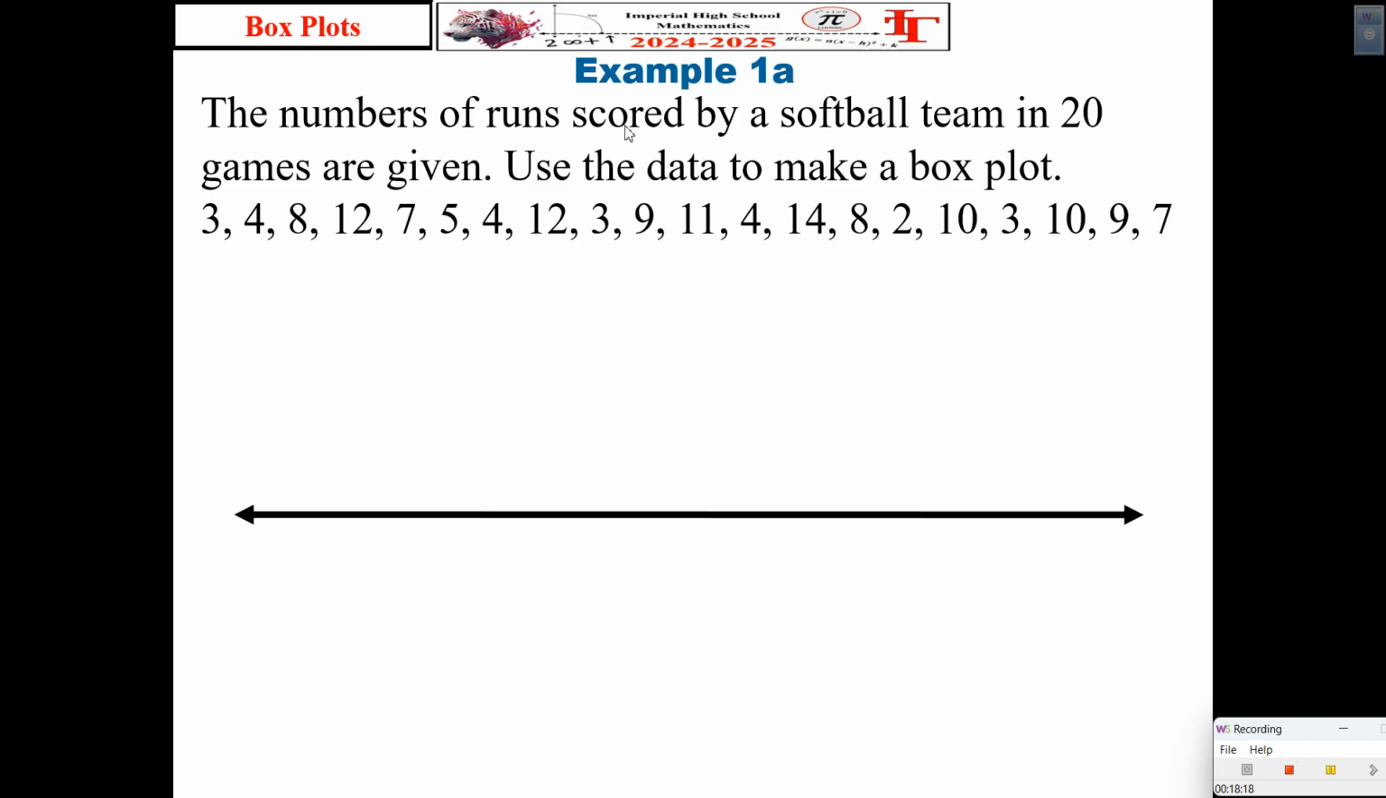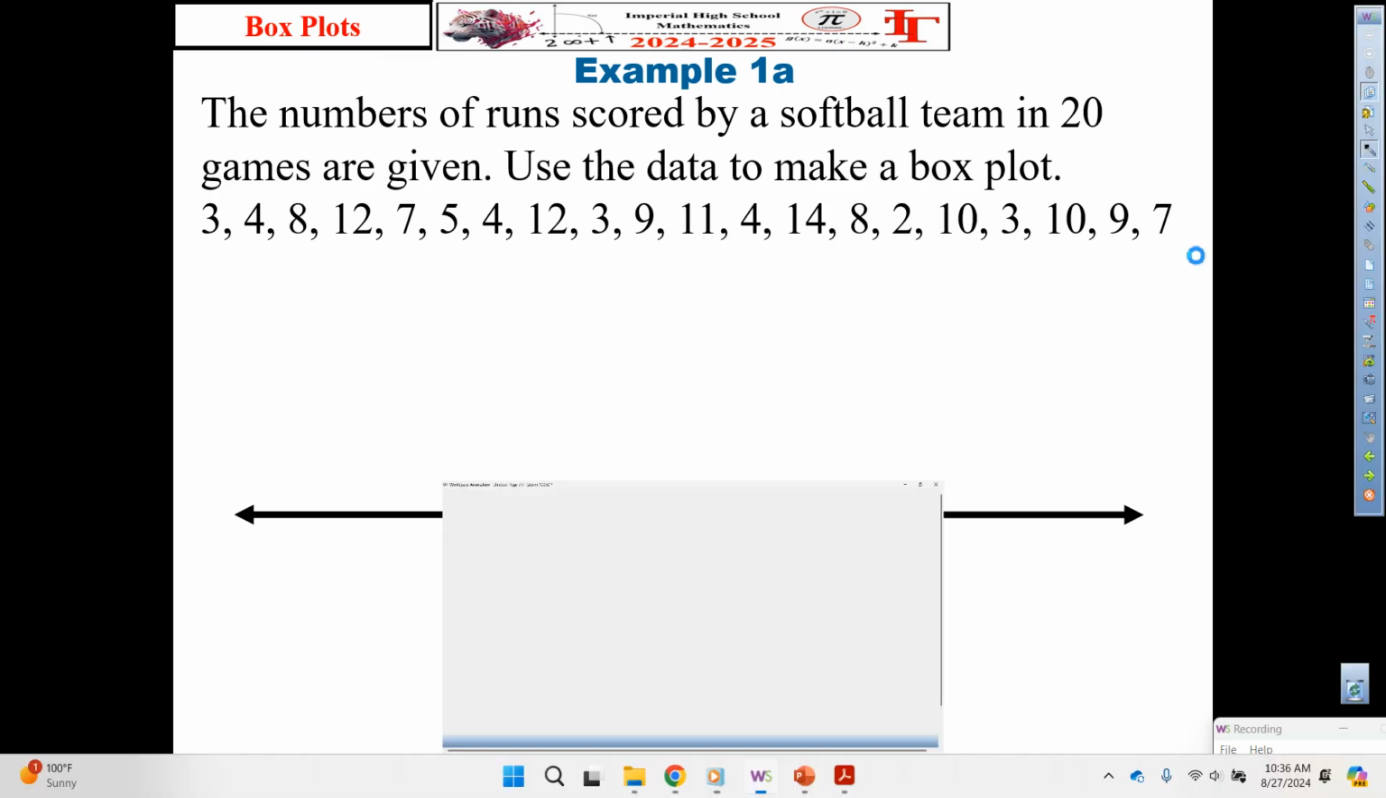Example 1A: the number of runs scored by a softball team in 20 games are given. So here are 20 different numbers. Each number represents what? Runs scored per game. Then it says, use the data to make a box plot. So, reach back to your long-term memory. What is the first thing we do when I give you a bunch of data? Tell your neighbor, what was the first thing we do?